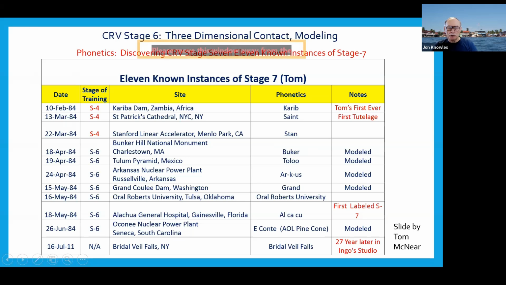And here are some examples of ones that Tom got, 11 instances of stage 7 phonetics. So again, under the phonetics column, we have Carib for the Kariba Dam. You got the Saint, the St. Patrick's Cathedral. You got Stan for the Stanford Linear Accelerator. You got Buker, Bucher for Bunker Hill National Monument. Toulouse for the Tulum Pyramid, and other data, which we'll look at also in the next slide. So Tom is actually the champion so far in terms of getting exact matches at this subordinate level in remote viewing theory, in embodied mind theory.